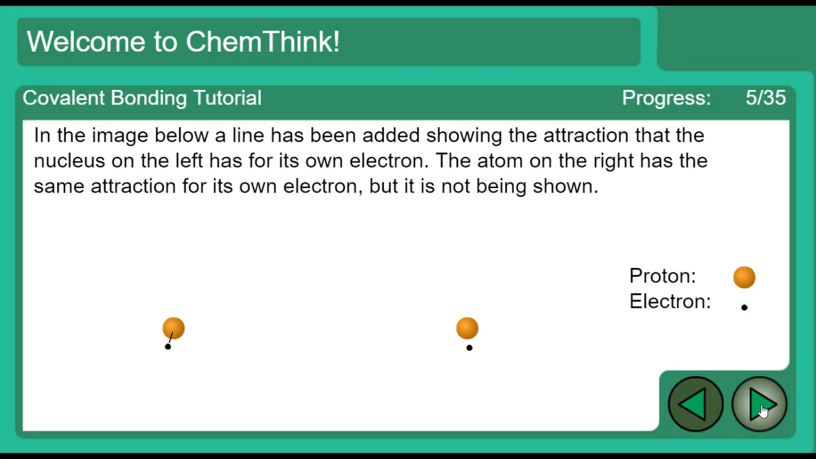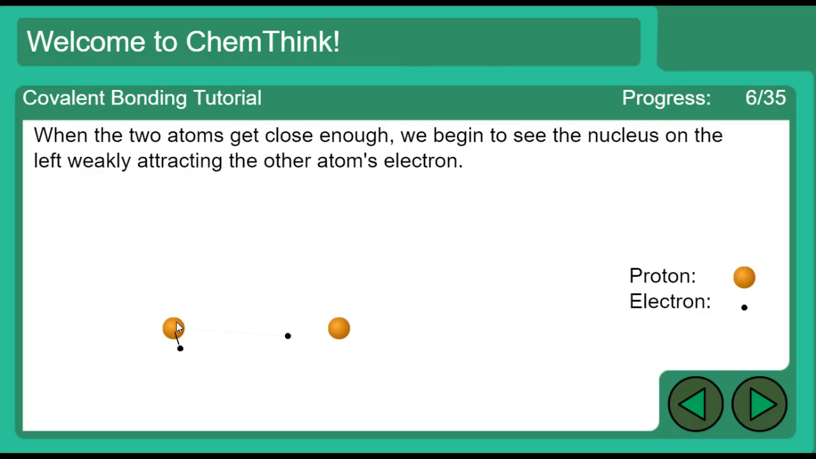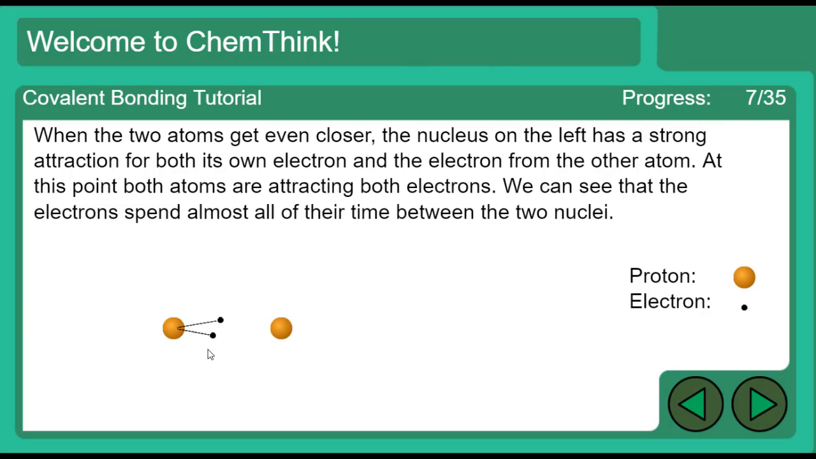So a couple ways to kind of look at what's going on here. So we have a line now that shows who's attached to whom. And so the atom on the right loves its own electron, and the atom on the left loves its own electron, but we haven't bothered to show the line on the right. So here's what's going to happen. This guy hangs onto its own electron. You see that its electron now gets pulled towards the other guy, and so this guy's electron also gets pulled. And now you've got the tug.